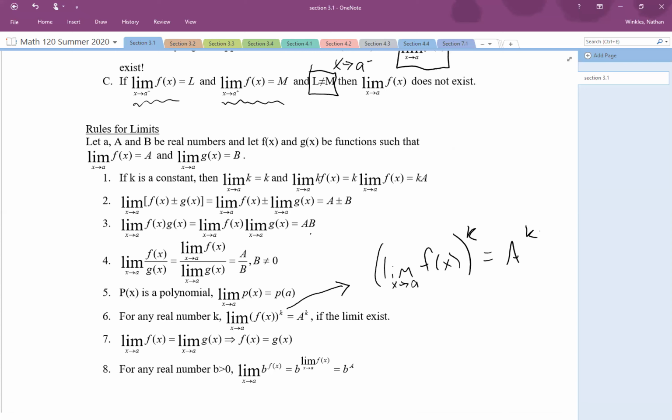For any real number b greater than 0, the limit as x approaches a of b raised to the f of x is equal to b raised to the limit as x approaches a of f of x, which would be equal to b raised to the A power. So that's a lot of our theory that we can talk about. And then, how do we actually apply all this now?